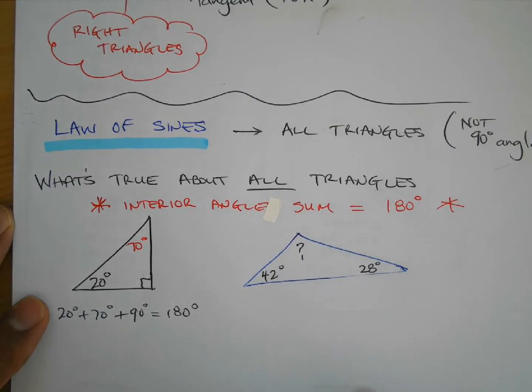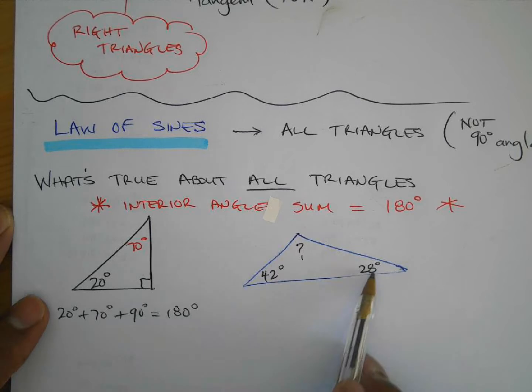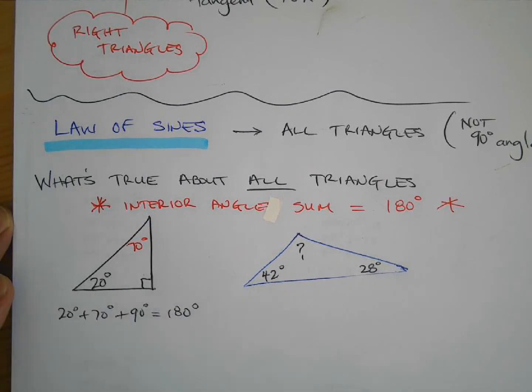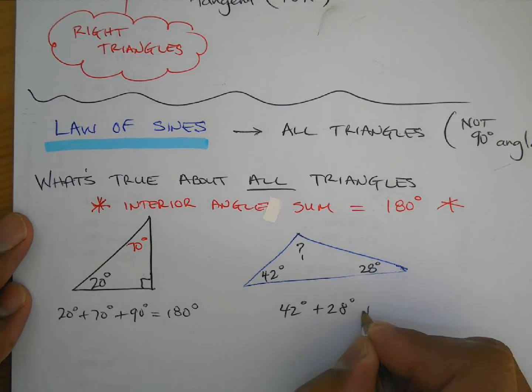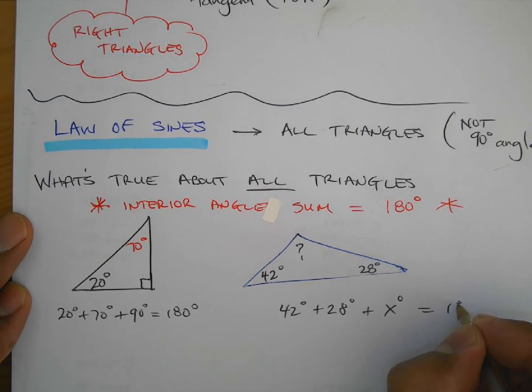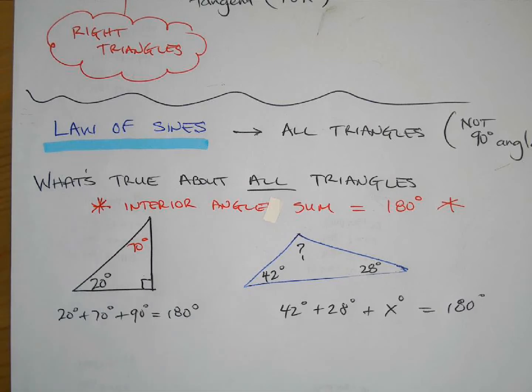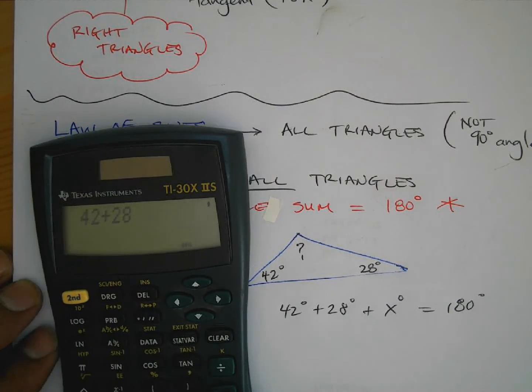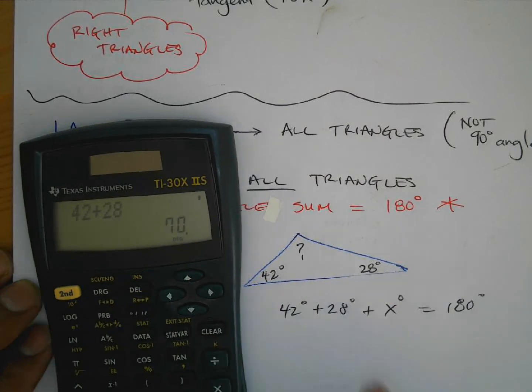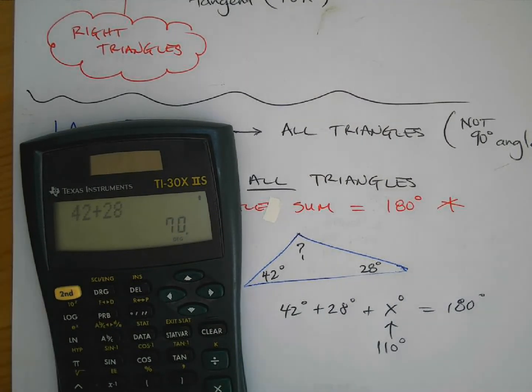Well, that's prior knowledge from geometry. Whether it's a right triangle or not, I know that 42 plus 28 plus my unknown angle is equal to 180. So just quickly reminding you about that. What's 42 plus 28? That's 70, so the unknown angle has to be 110. 110 plus 70 is 180.